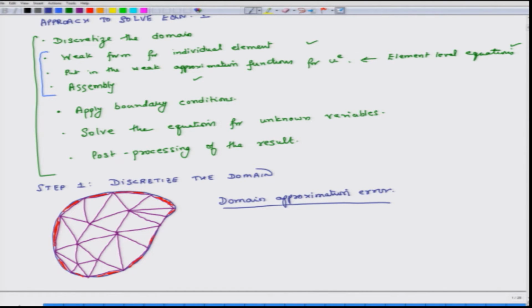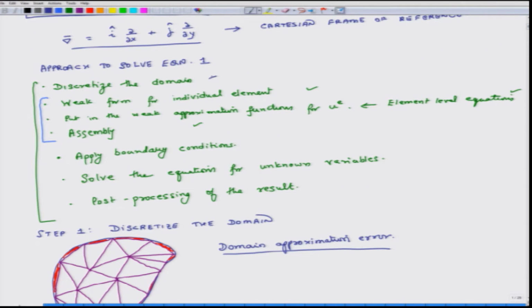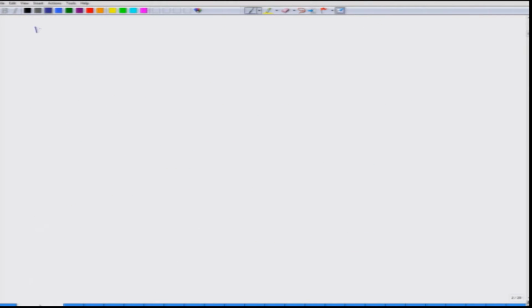So, this is what I wanted to recap in context of whatever we had done earlier. Now, what we will do is start developing a weak formulation of the problem. So, we have talked about discretizing the domain. The next step is the weak formulation of the problem.